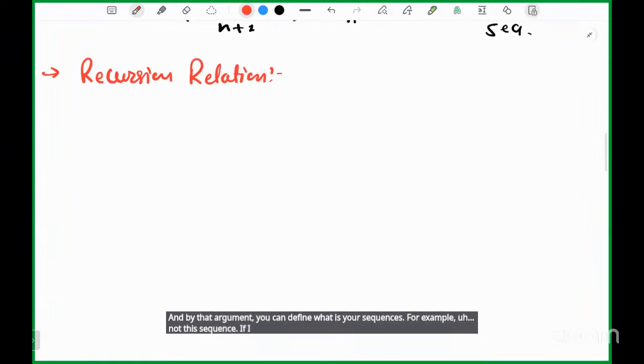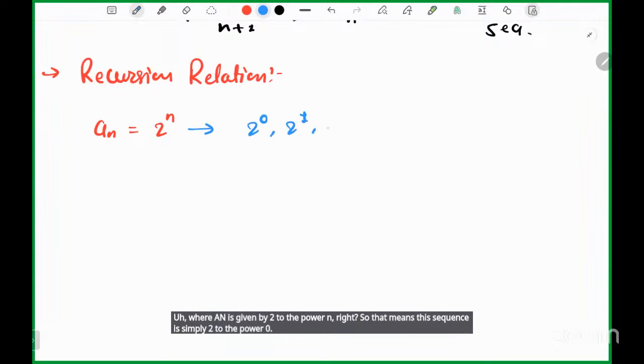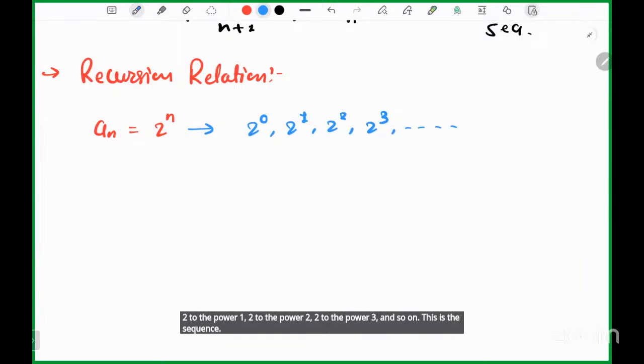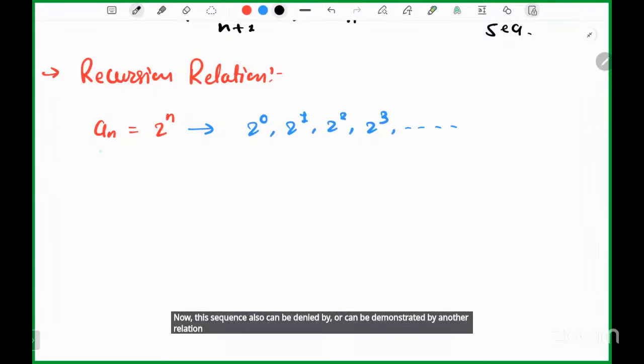For example, suppose an is a sequence where an is given by 2 to the power n, right? So this sequence is simply 2 to the power 0, 2 to the power 1, 2 to the power 2, 2 to the power 3, and so on. This is the sequence. Now, this sequence can also be demonstrated by another relation. And what is that relation?